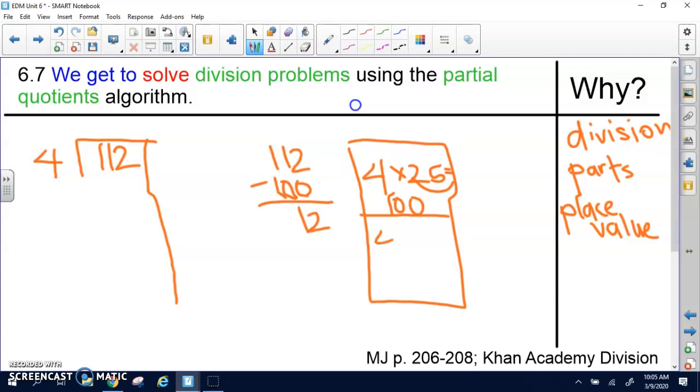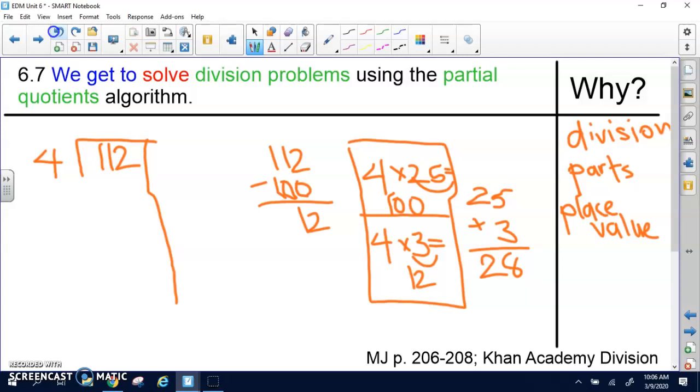So we had to find 4 times what number is 12, right? 4 times what number is 12? We found out 4 times 3 is 12. That way we had our 25 and our 3. We added those together and we came up with 28 as the answer. Everybody okay? That was partial quotients. Everybody okay with that? That's what we used last week.